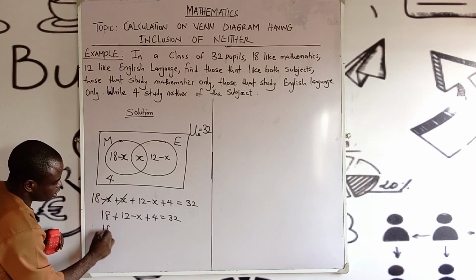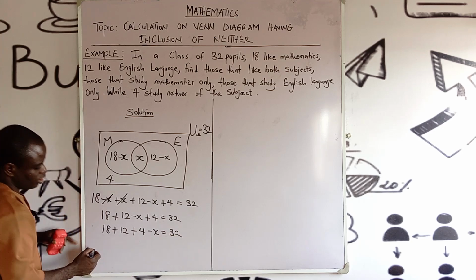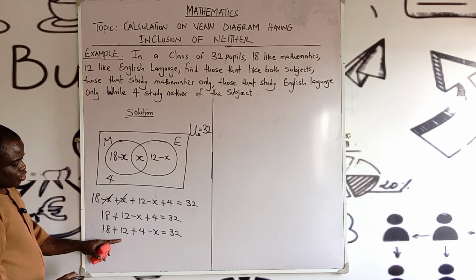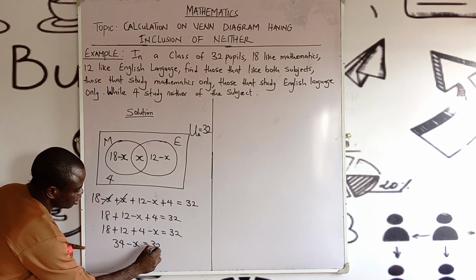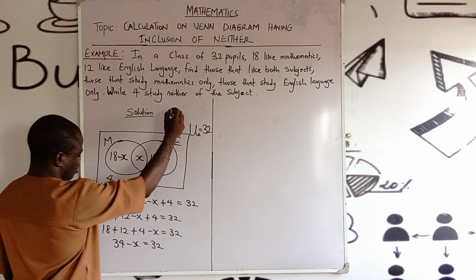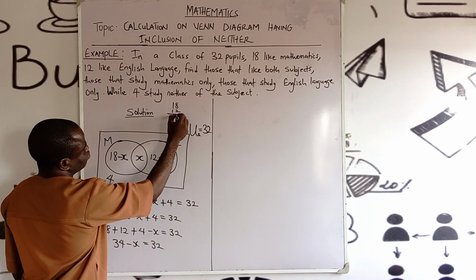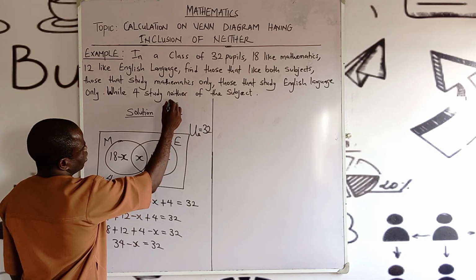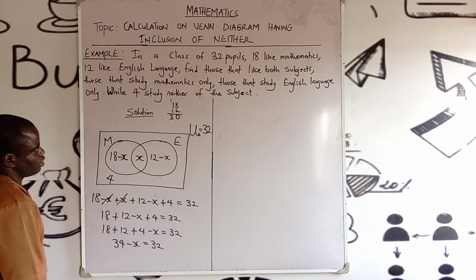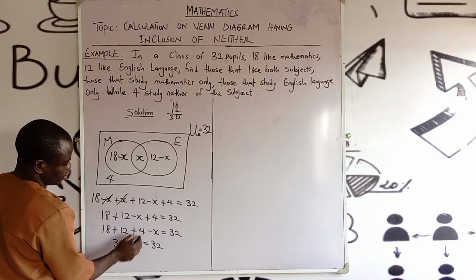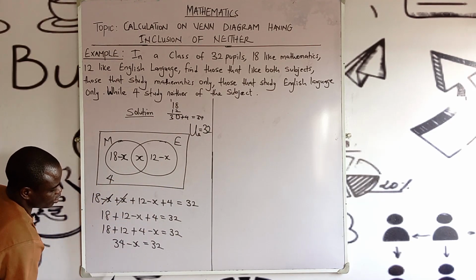Now let's collect the like terms. 18 plus 12 plus 4 minus x equals 32. 18 plus 12, that's 30. 30 plus 4, that's 34, minus x equals 32. If you don't know how to add it, just move to one corner and write it like this. 18 plus 12: 8 plus 2 is 10, carry 1, 1 plus 1 is 2, plus 1 is 3. That's 30, plus the 4, that's 34. That's why I got 34 here.